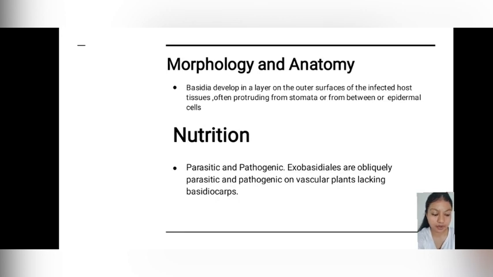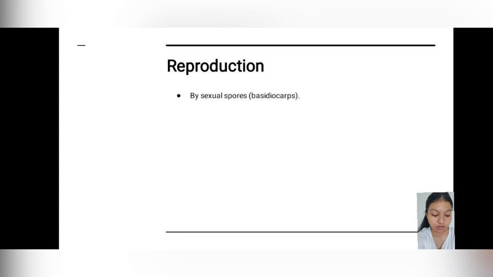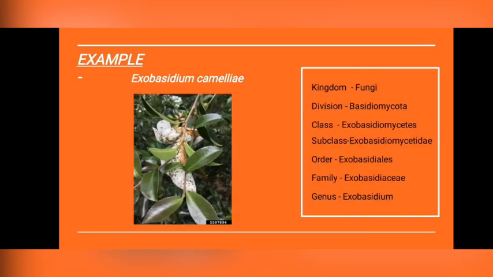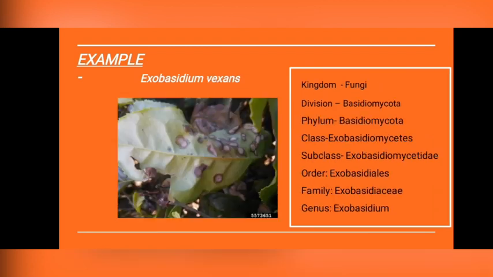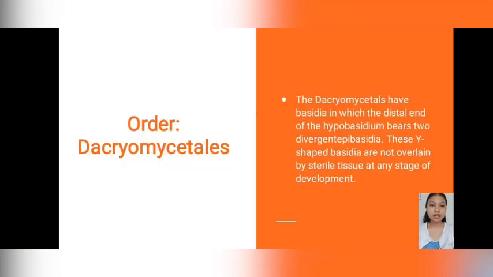Exobasidiales are obligately parasitic and pathogenic on vascular plants, lacking basidiocarps. Reproduction. Reproduction is by sexual spores, that is basidiospores. Examples: Exobasidium camelliae and Exobasidium vexans. Now moving on to the order Dacrymycetales. The Dacrymycetales have basidia in which the distal end of the hypobasidium bears 2 divergent epibasidia.